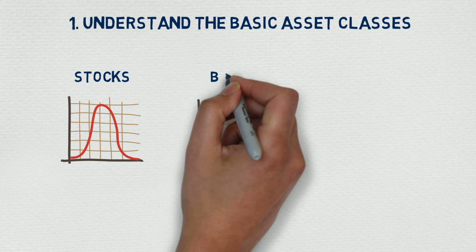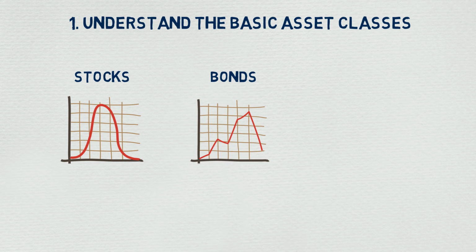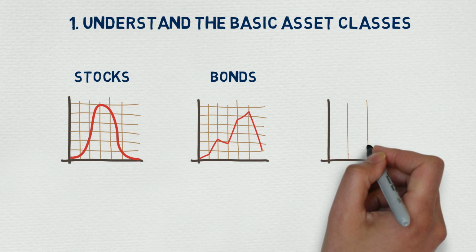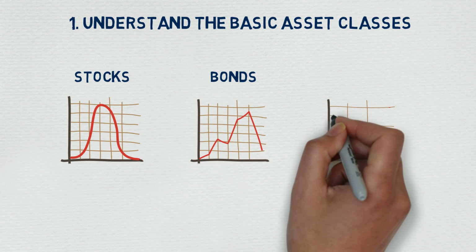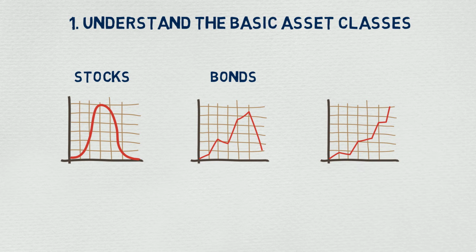Bonds, also called fixed income investments, are loans made to governments or corporations. Cash equivalents are usually short-term investments designed to maintain their dollar value. Examples include money market funds and treasury bills.